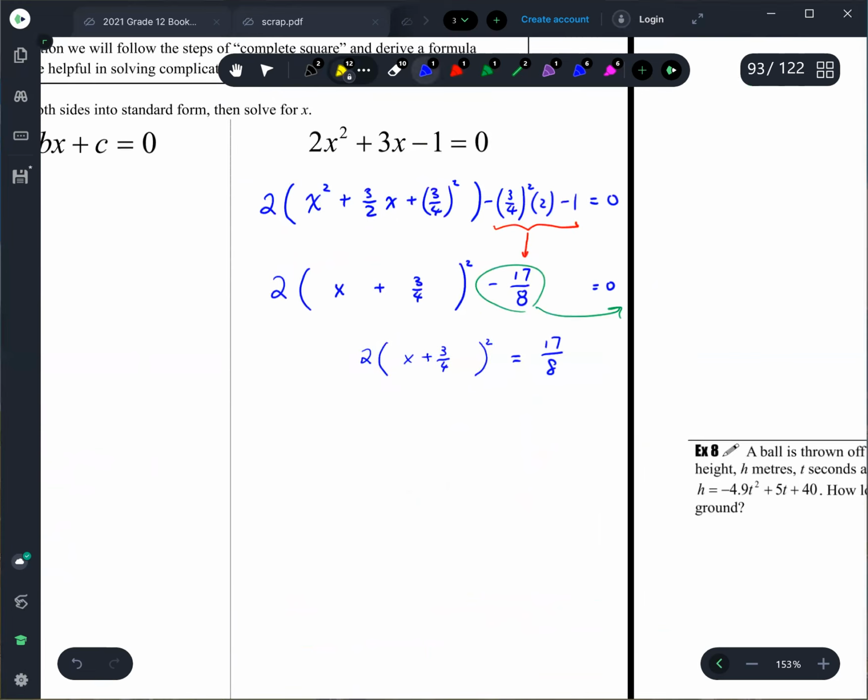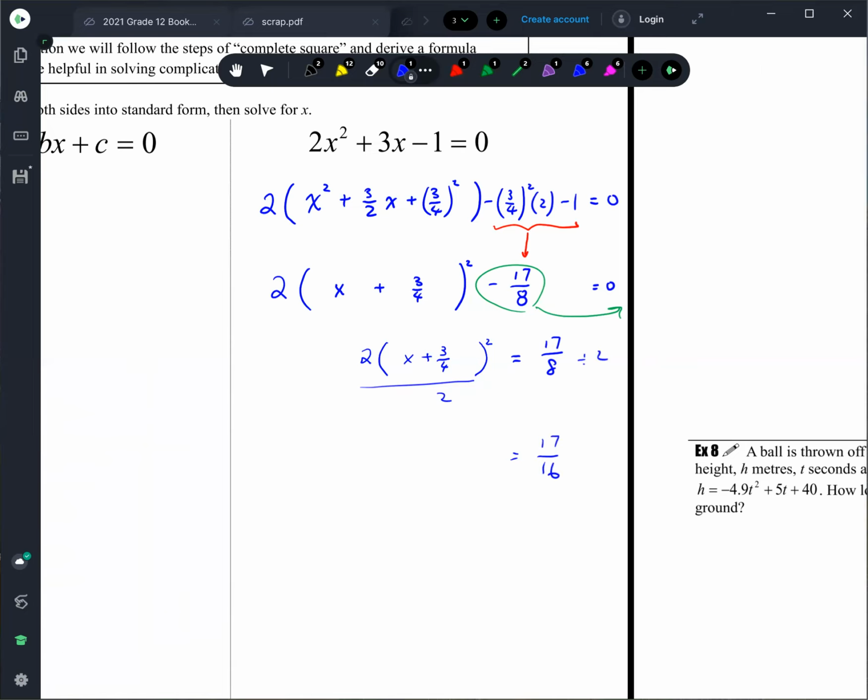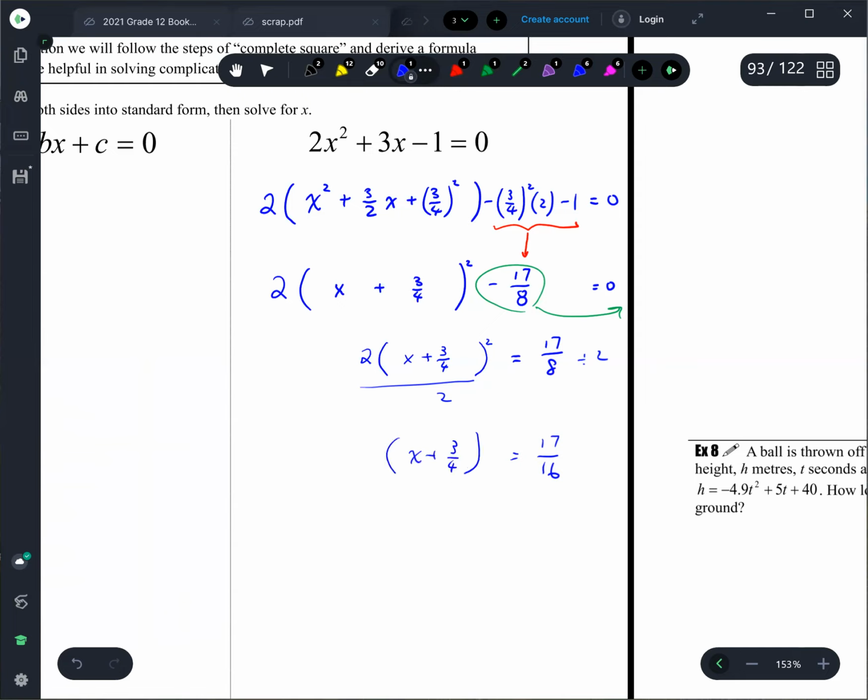So then you do the left side divided by 2 and the right side divided by 2 as well. So then it's 17 over 8 times 1 over 2, which is 17 over 16, I think. And then the left side is x plus 3 over 4, bracket squared, and then next step do square root. And then you do positive negative. Very good. And it's x plus 3 over 4 equals to square root 17 over 16.